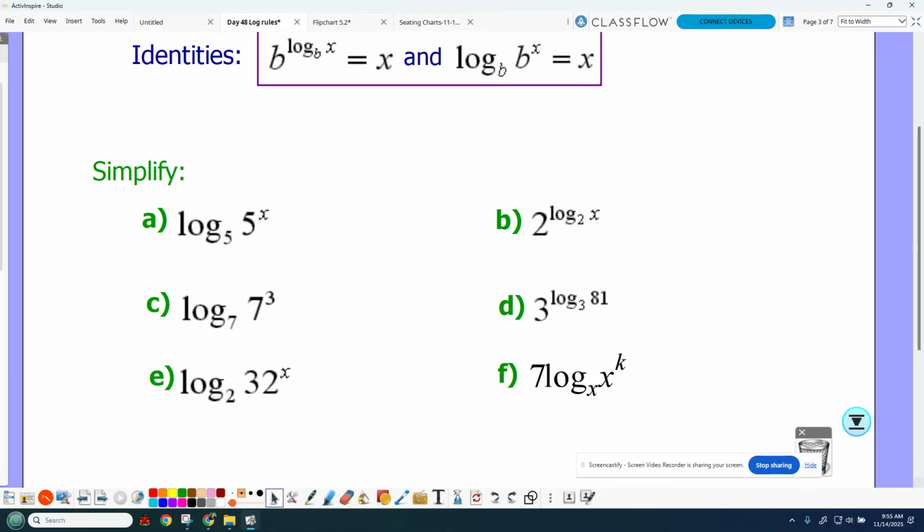Kevin, what do you think? Log base 5 of 5, what's that going to be? X. X, yes it is. Lucia, 2 to the log base 2 of x is going to be, okay, let's see, what pattern does it fit? Does it fit this pattern? Okay. Naomi, what's this one going to be? 3. And for whatever reason, I see this one as different. I still go back and think 7 to what power is 7 to the 3? 3.